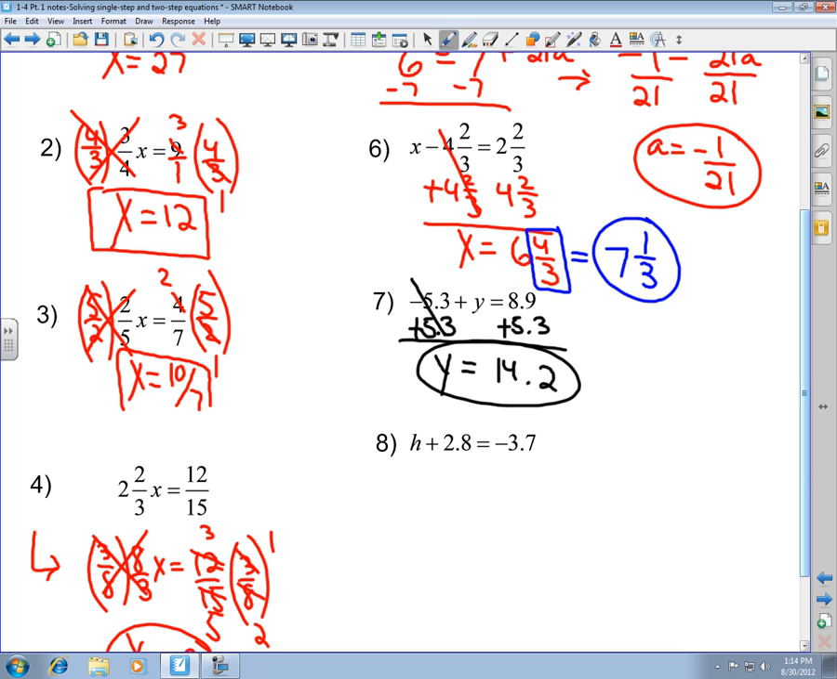14.2. Last but not least, h plus 2.8 equals negative 3.7. I'm going to get rid of a positive 2.8 by subtracting 2.8 from both sides. H equals negative 6.5. Hope that makes sense for single-step equations.